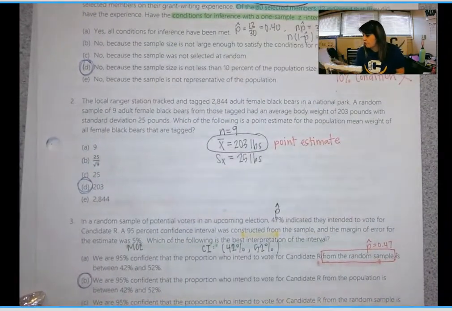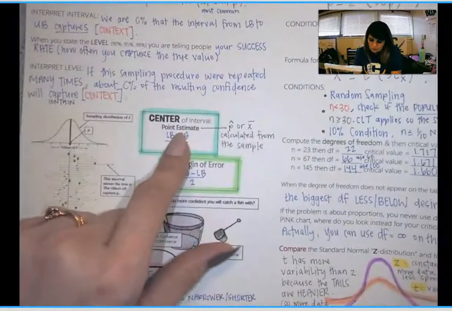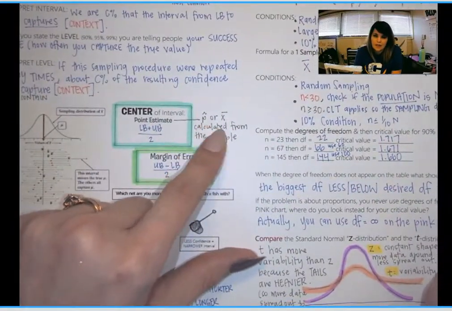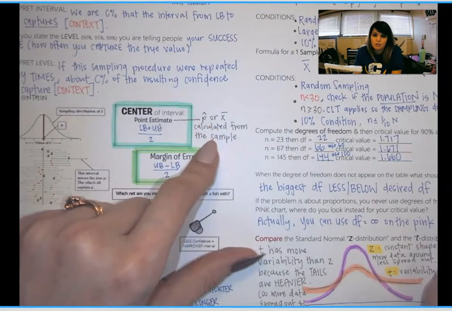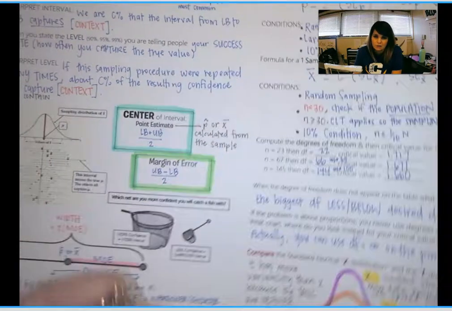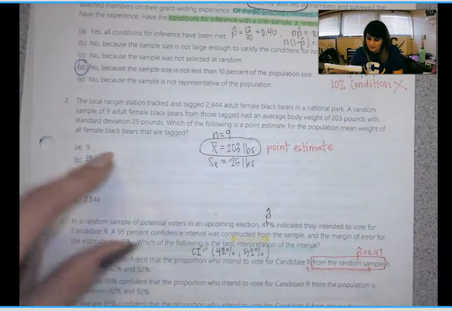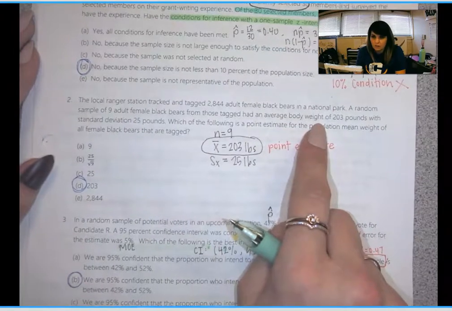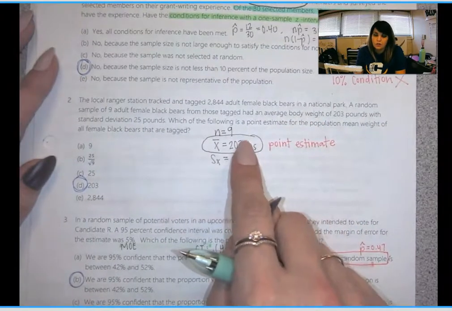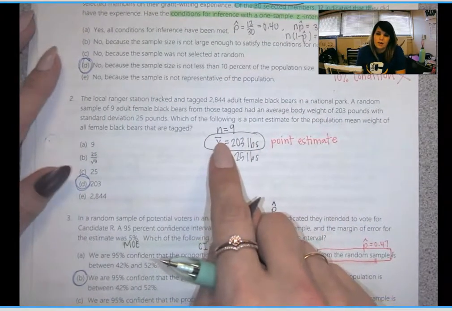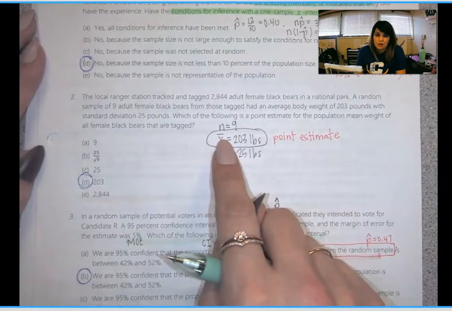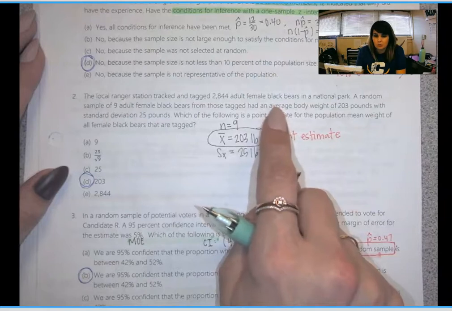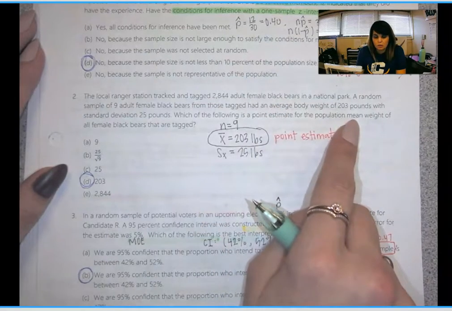Okay, so for point estimate, I have written here that it is the p hat or the x bar that we have calculated from the sample data. So from the sample data, they calculated that the average body weight of the bears was 203. So my point estimate was an x bar. How did I know that I was dealing with x bar? Because they're using the word average and they're using the word mean.